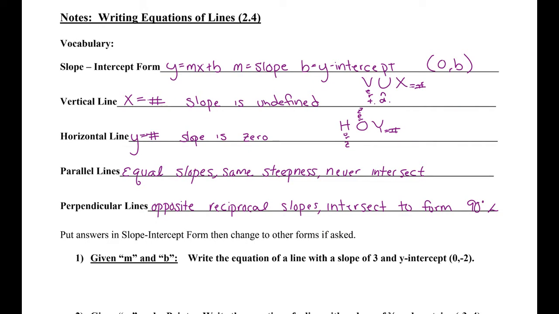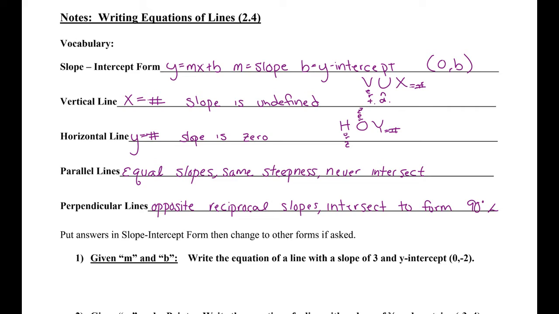Today's notes are going to be on writing equations of a line. First, we have to go through some vocabulary terms. Slope-intercept form is the equation y is equal to mx plus b, where m is the slope and b represents the y-intercept. The y-intercept is going to be represented by the point (0, b).